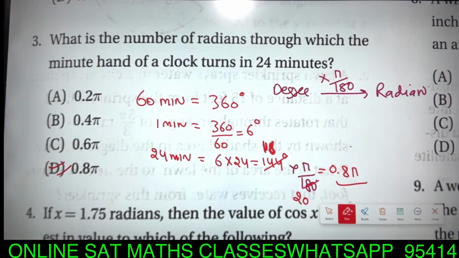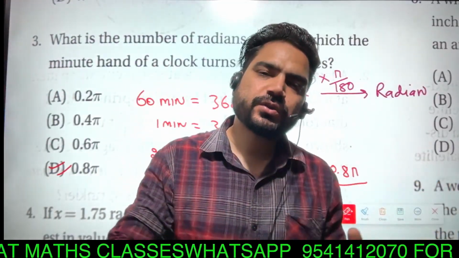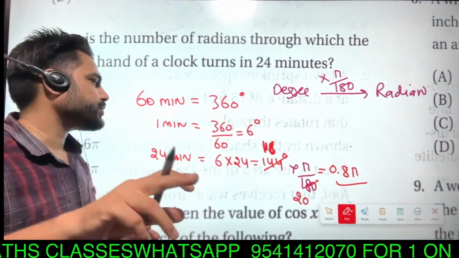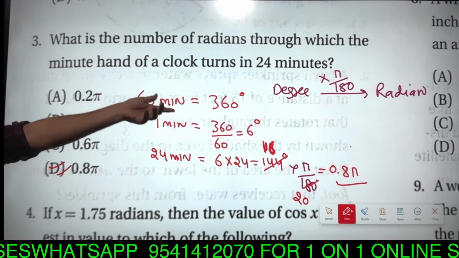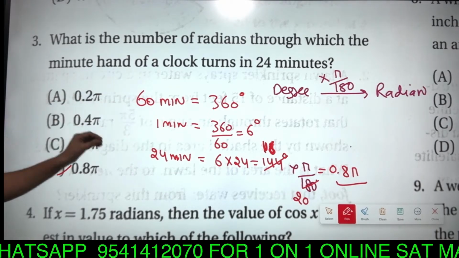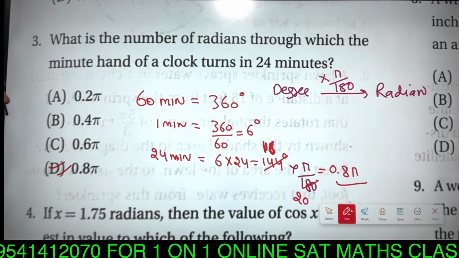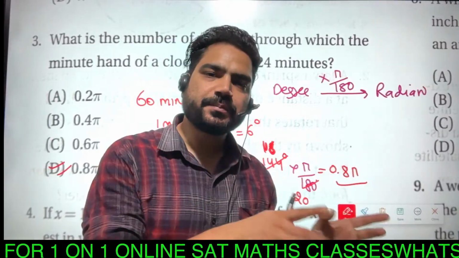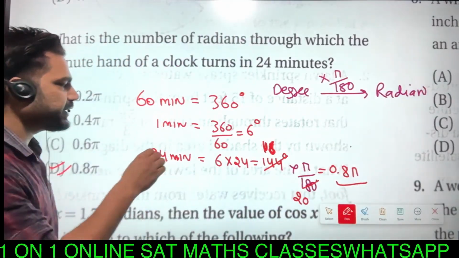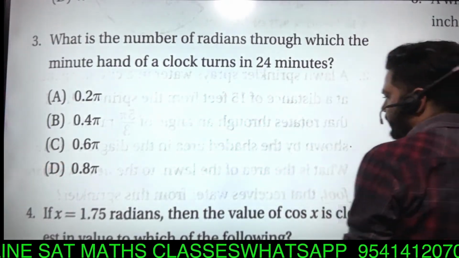So see, this is the first class. In the first class we will do the basics. Slowly we will raise the level of the questions. So the answer will be 0.8 pi. Very easy question. 60 minutes is a 360 degree revolution, 1 minute is a 6 degree revolution, and in 24 minutes it is a 144 degree revolution. And that 144 we have to convert into radians. And how to convert into radians? Multiply the angle by pi by 180, and it gets converted into radians.